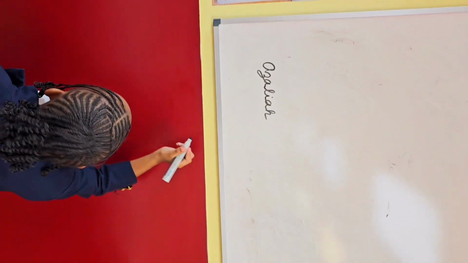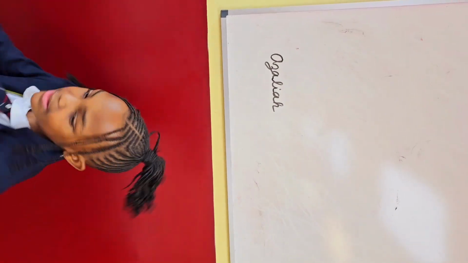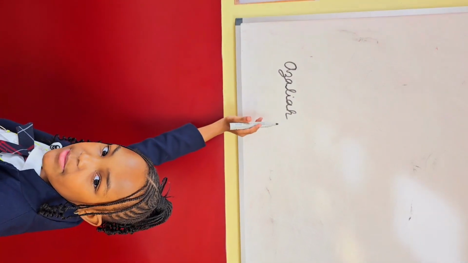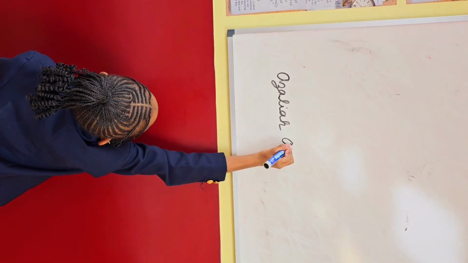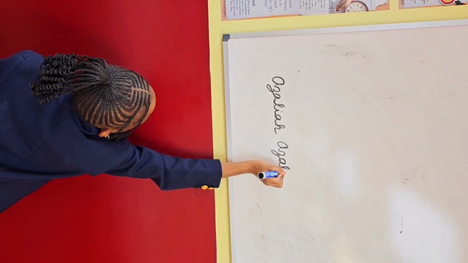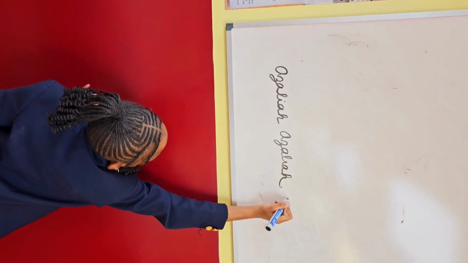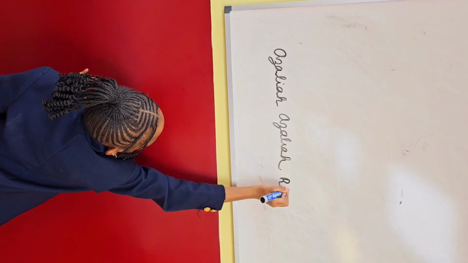All right, so let's write that again. You don't have to erase it. Just write right next door. Right next to it. Capital A. Yes. Keep going. Don't lift. Yes. Don't lift.